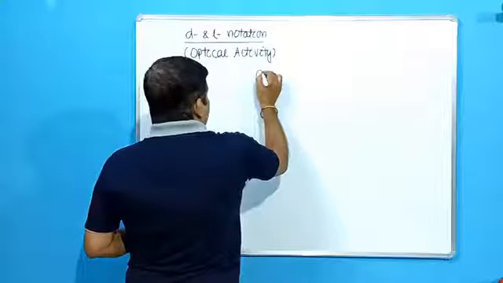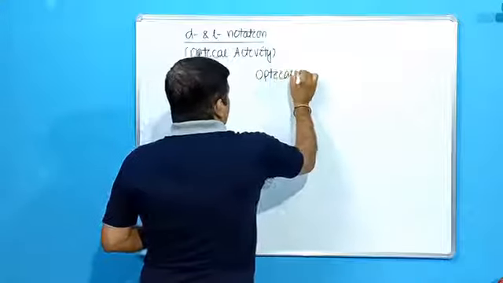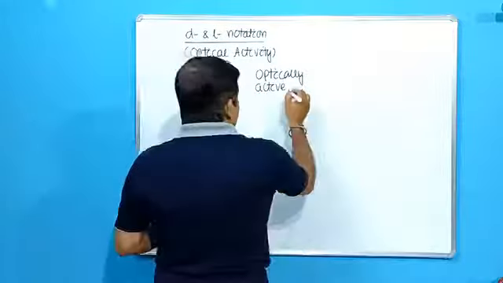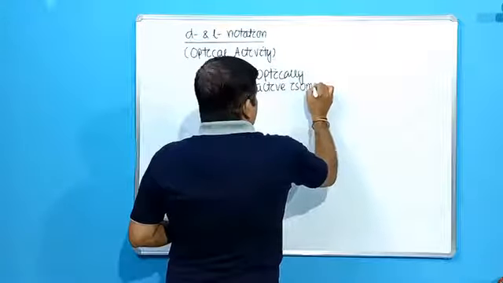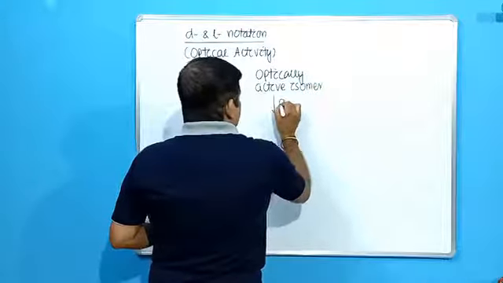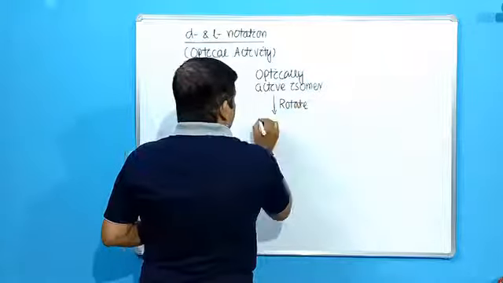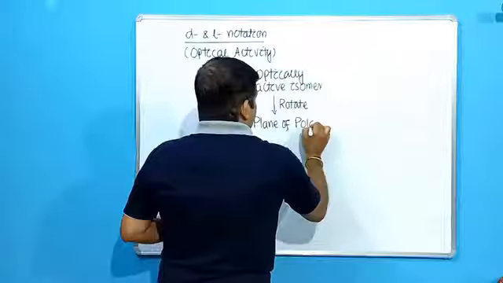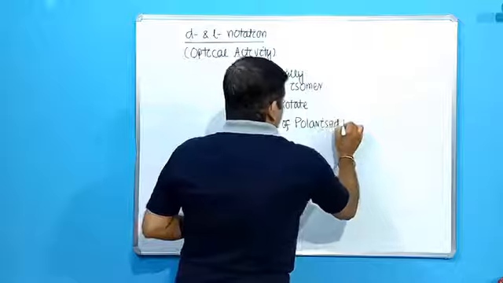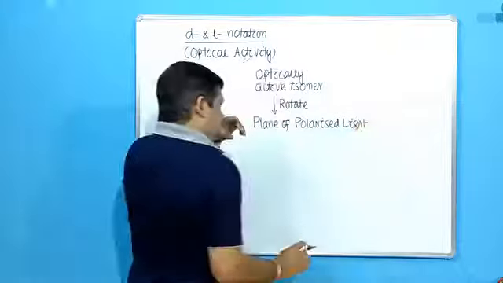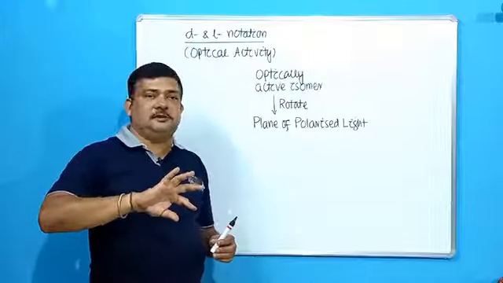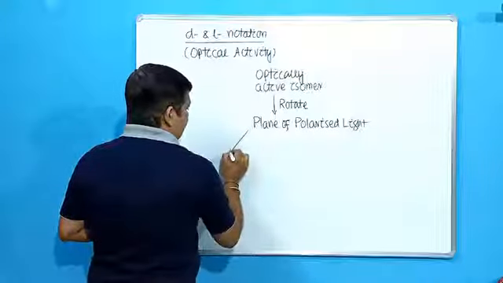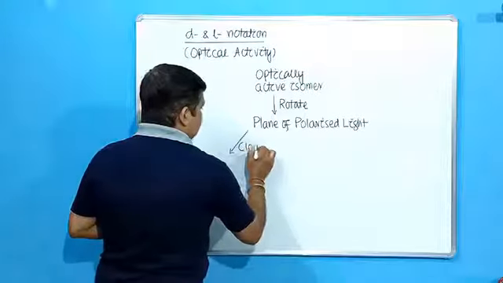So, an optically active isomer, or enantiomer, can rotate the plane of polarized light in two possible directions. Either it will be clockwise or it will be anti-clockwise.